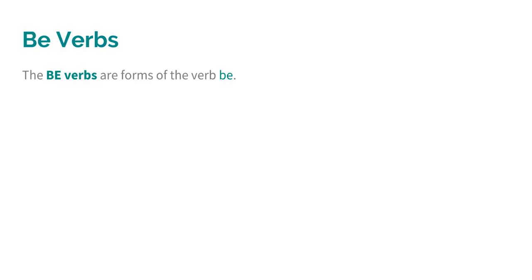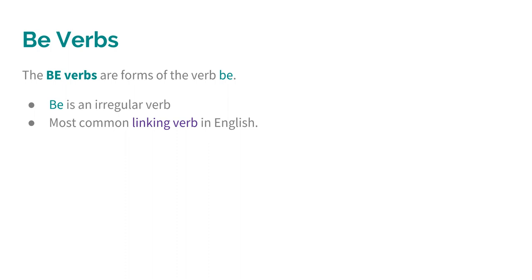Be verbs are forms of the verb be, and we see this verb everywhere. It's an extremely common verb. It's an irregular verb, so all of the forms of the verb do not use the word be, and that makes it hard to identify as well, which makes linking verbs more complicated because it's the most common linking verb in the English language. It's also one of the most common helping verbs in the English language because we like to make things simple. So, the be verbs are be, am, is, are, was, and were, and being and been.